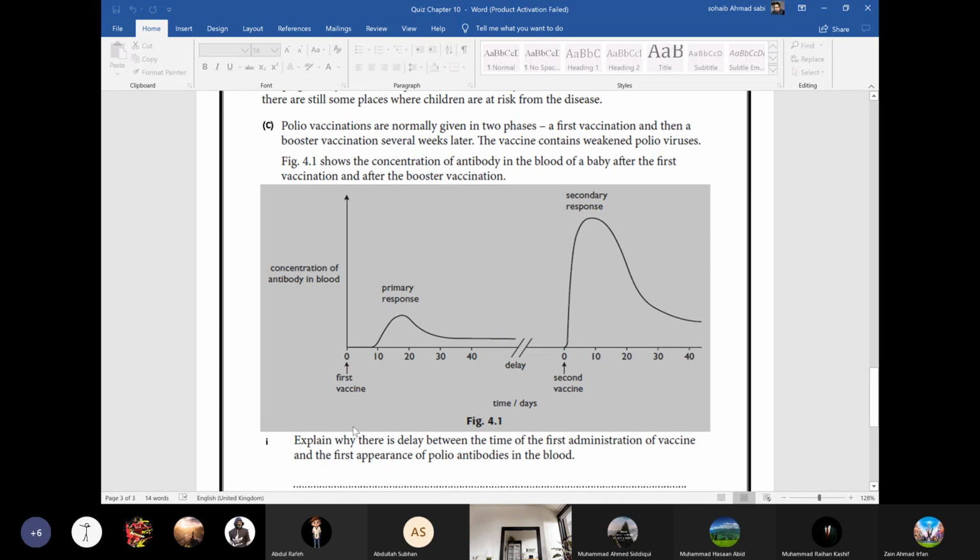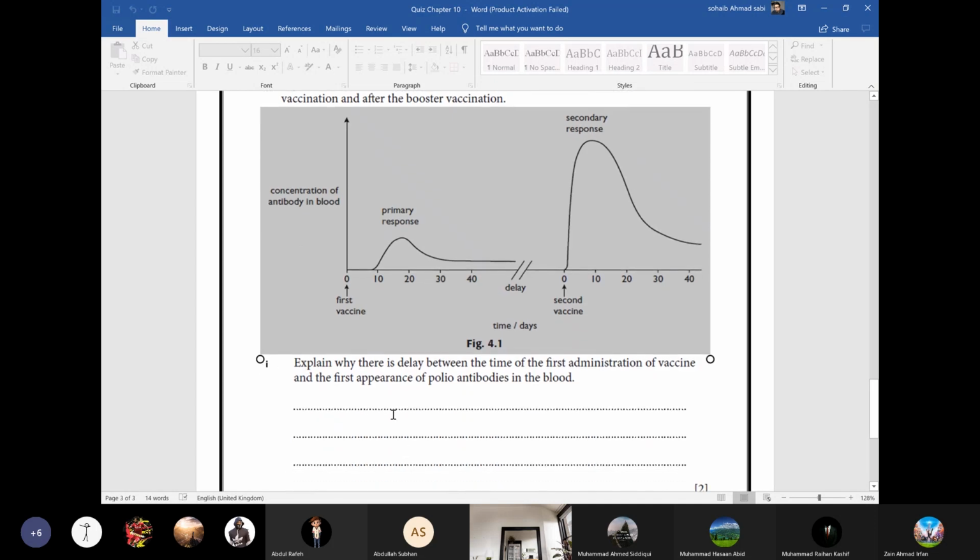Now, the question is, explain why there is a delay between the time of the first administration of the vaccination and the first appearance of the polio antibodies in the blood. If you look at this graph, the first vaccine was given on day 0 and it took 9 days for the antibody production to start. Right, boys? The question is why there is this delay. Can anyone answer this question, boys?